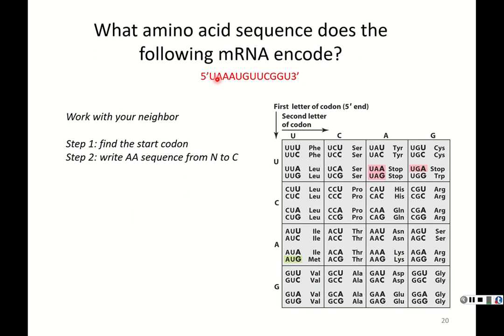And when we're doing this, we're translating that code. We're starting 5' to 3' on the messenger RNA. We're building an amino acid sequence from the N terminal to the C terminal when we do this. So translation is creating a protein chain from the N terminal to the C terminal.